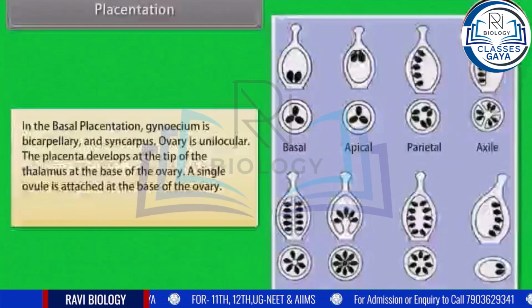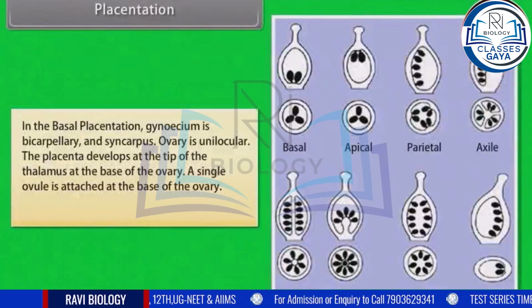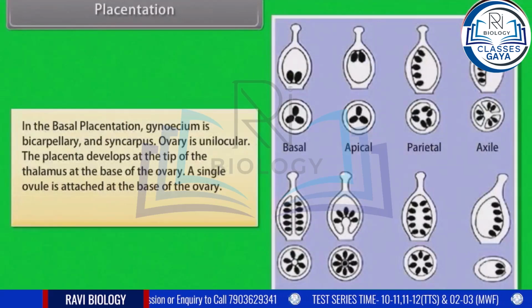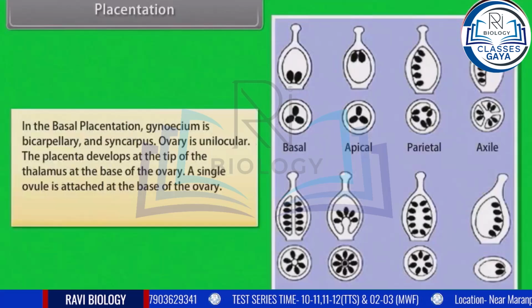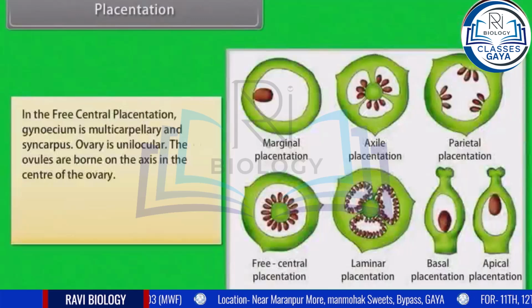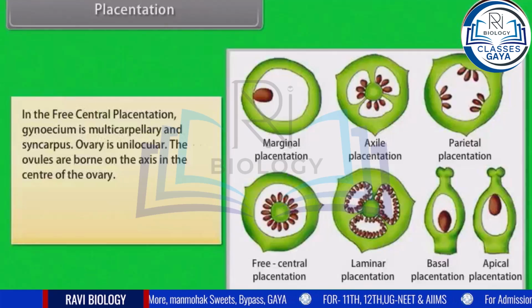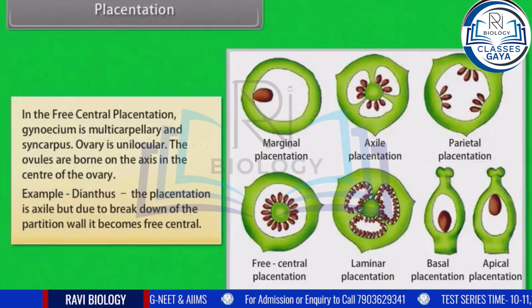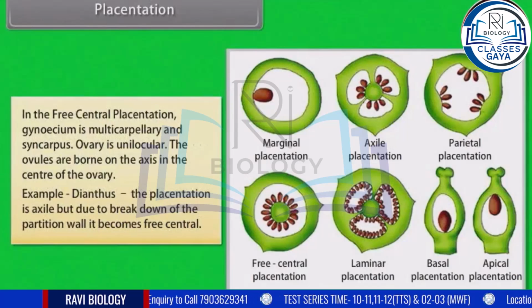In the basal placentation, gynoecium is bicarpellary and syncarpous. Ovary is unilocular. The placenta develops at the tip of the thalamus at the base of the ovary. A single ovule is attached at the base of the ovary. Example, Tagetes. In the free central placentation, gynoecium is multicarpellary and syncarpous. Ovary is unilocular. The ovules are borne on the axis in the center of the ovary. Example, Dianthus. The placentation is axile, but due to breakdown of the partition wall, it becomes free central.